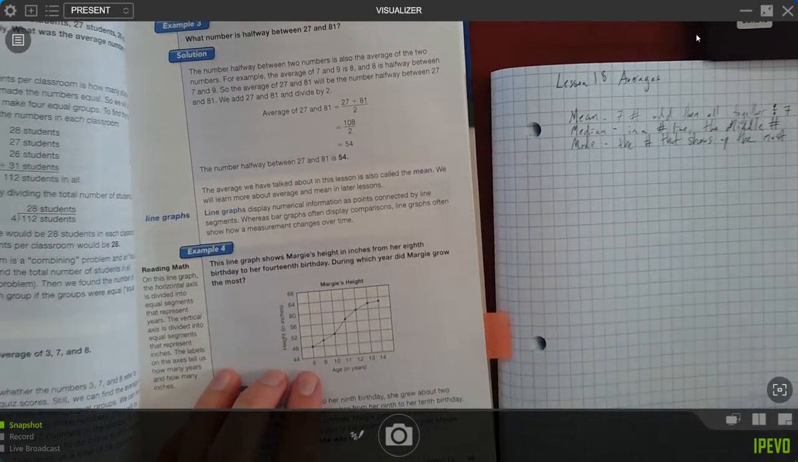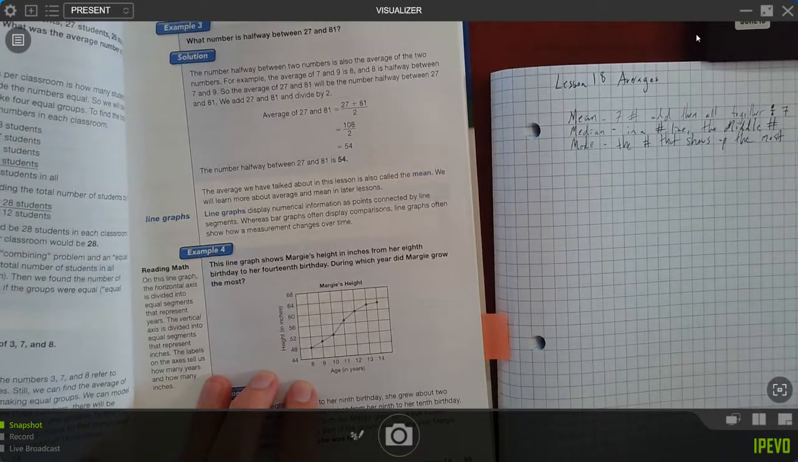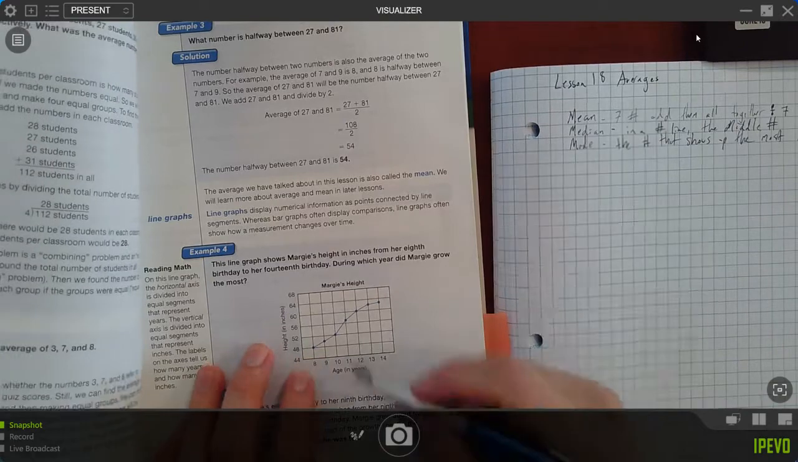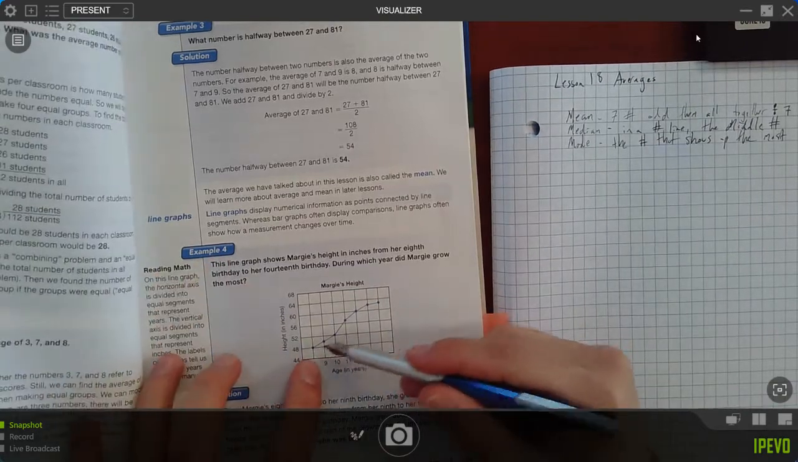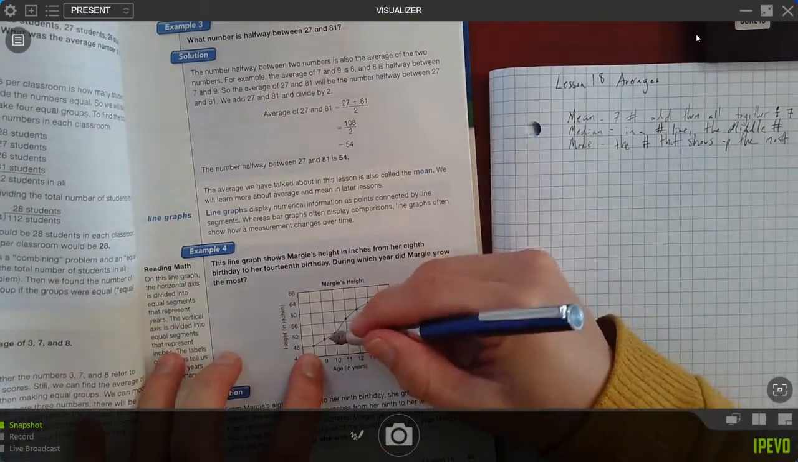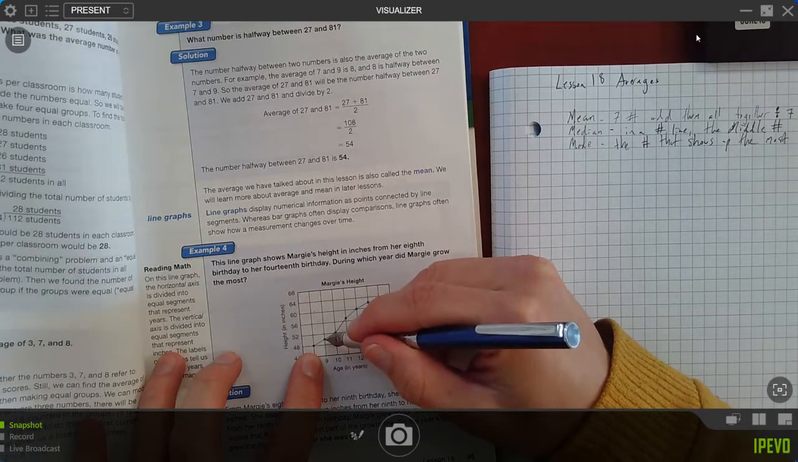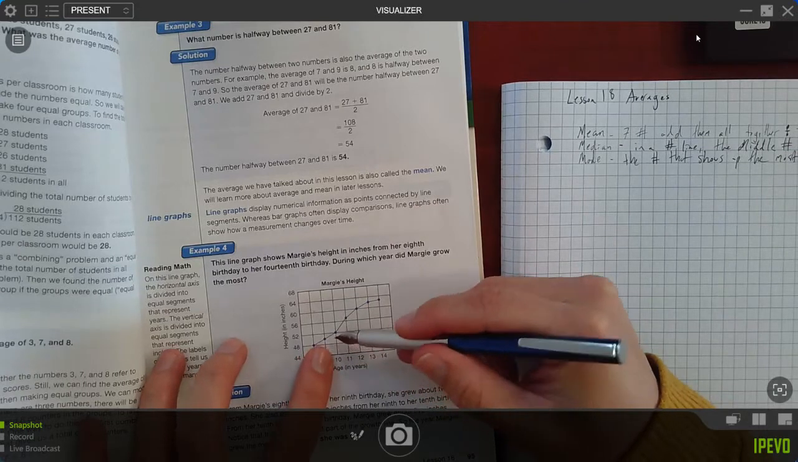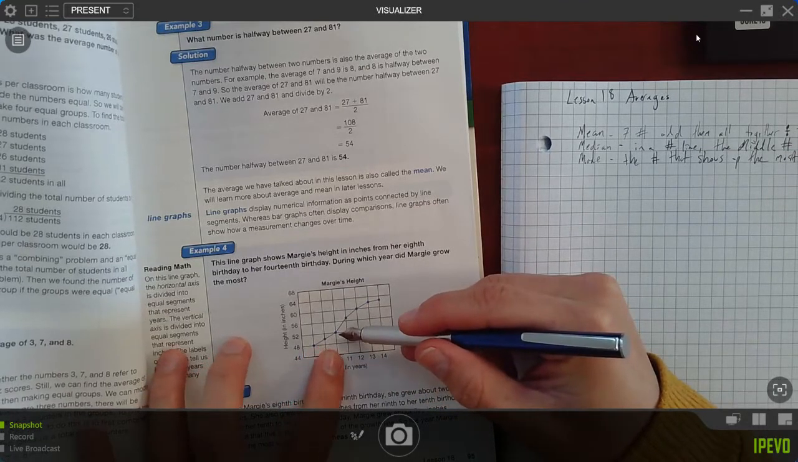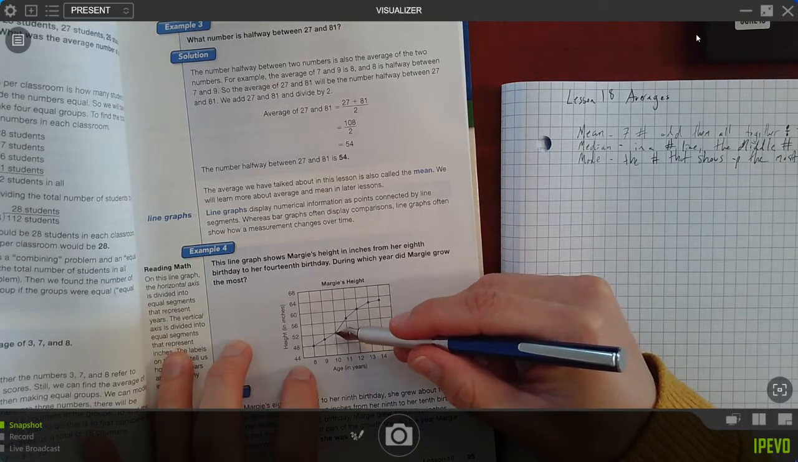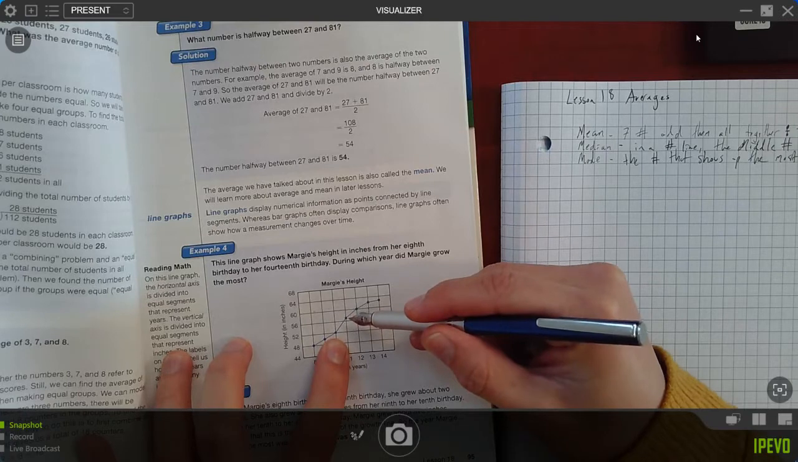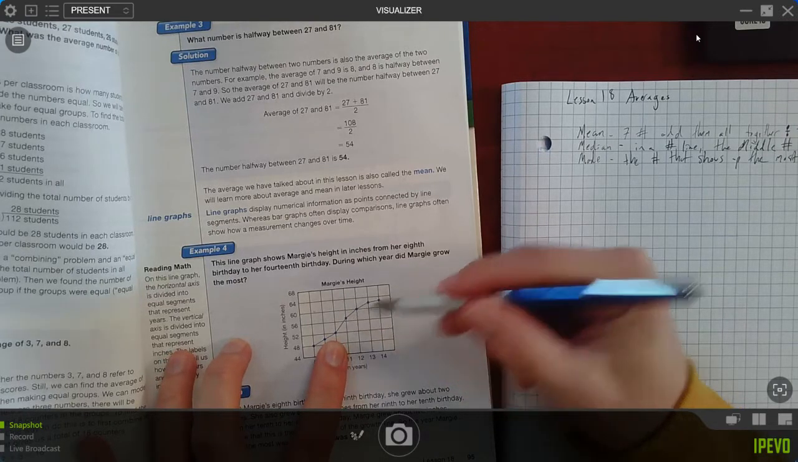It also wants you to know the line graph, okay? This will come in handy for some other things. So we're trying to figure out like what is happening each year. So from years 8 to 9, she went from 48 to looks like 50, okay? Somewhere around there. From 9 to 10, she went up from 50 to 52, so about 2 inches. From 10 to 11, she went up from 52 all the way to 57, it looks like. So that's a pretty big jump.